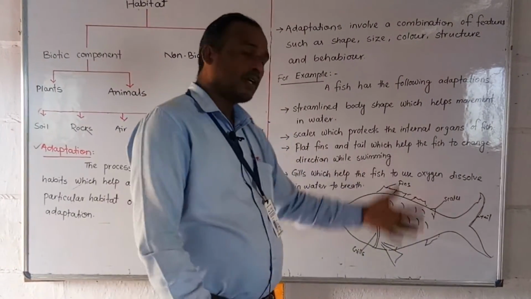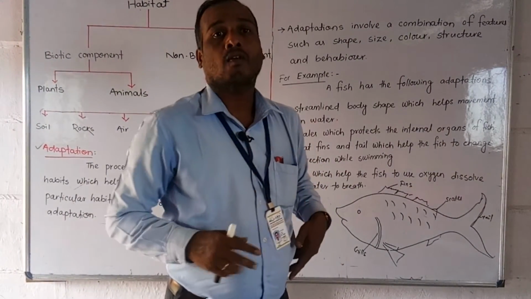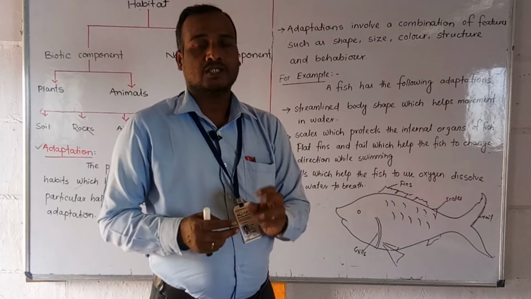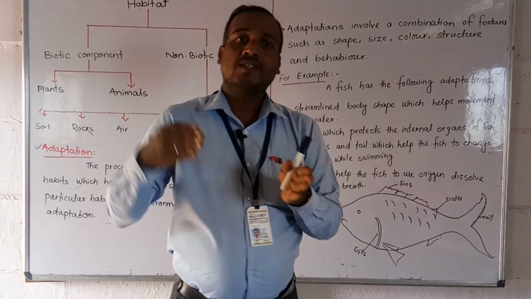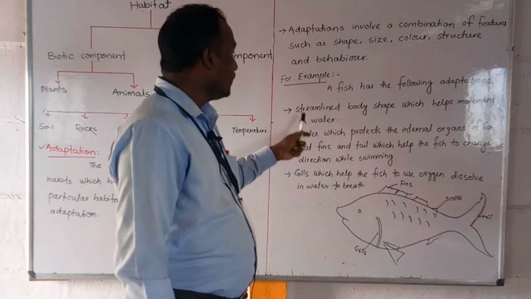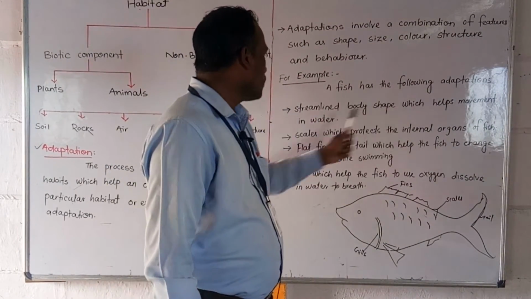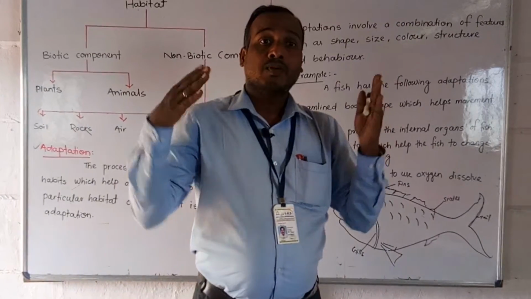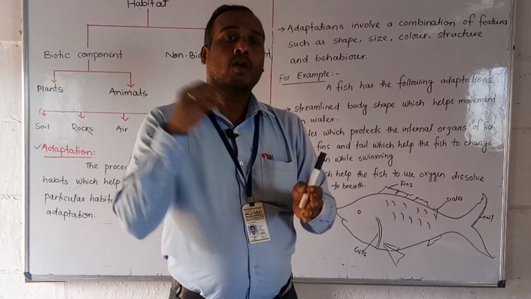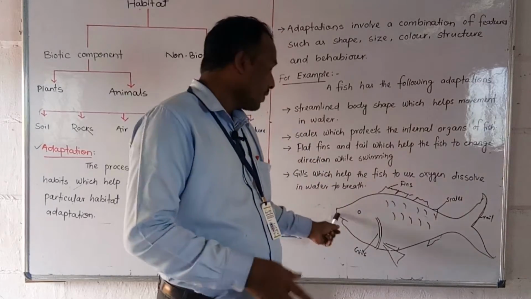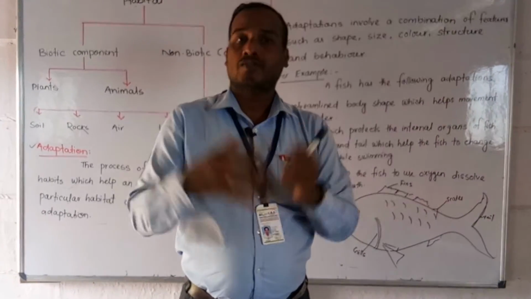So why should it be narrow? They can easily move in the water. There is no friction. It won't oppose the water. So very freely the fish can move. So that's it. Streamline body shape helps movement in water. Very freely it can move, very fast also, because the front side of the fish is narrow, which means it is not obstructed.